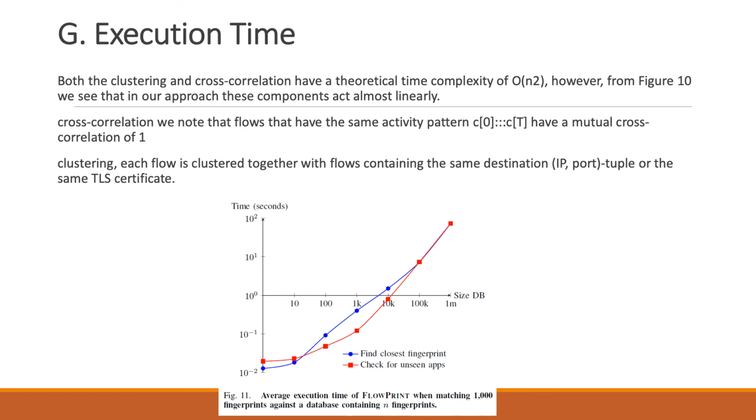Finally, for execution time, even though clustering and cross correlation have a complexity of O(n²), you can see that the graph is linear. That is because for clustering we are utilizing the destination related features, and they implement a hash map which is implemented linearly and has a time complexity of O(n). And for cross correlation, if they have the same activity, their mutual cross correlation is 1. And again, even this was shown linearly. That is why you can see that despite the complexity of O(n²), the graph is linear.